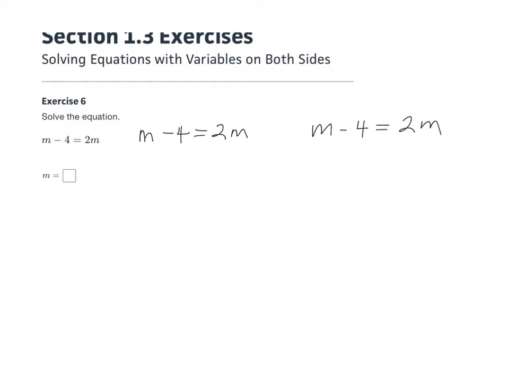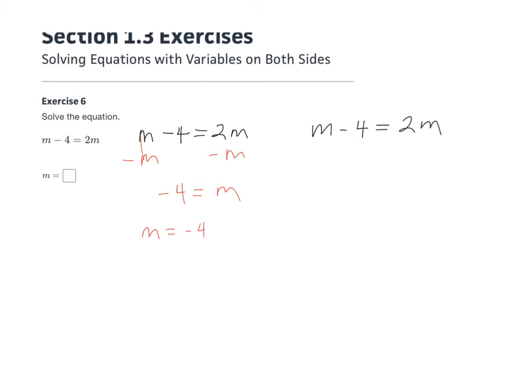If I look at this first equation, and I want to get my variables on one side and my constants on the other side, I could minus an m from both sides, or I could minus 2m from both sides. So what I'm going to do on this one is I'm going to minus an m. That's going to give me negative 4 is equal to m. And that's it. M is equal to negative 4.